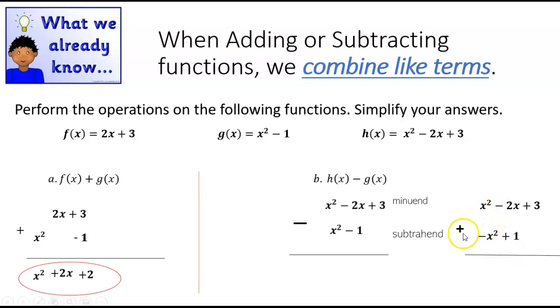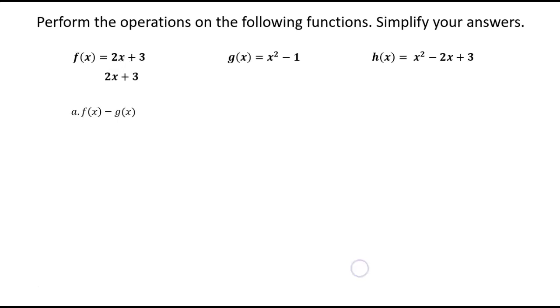So x squared plus negative x squared is equal to 0, and then we can bring down negative 2x because it doesn't have any similar terms to combine with, and then we can combine 3 plus positive 1, which equals 4. Let's have the same set of functions and subtract f of x and g of x. So we can line them up vertically, just like what we did in the previous example.